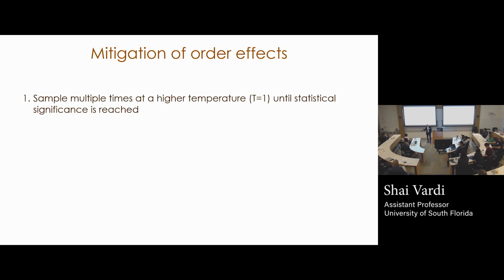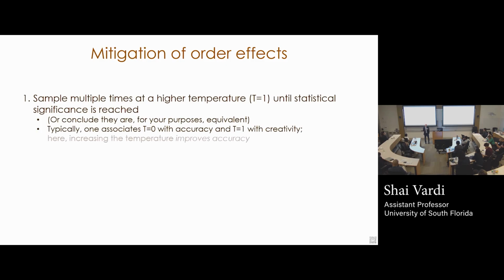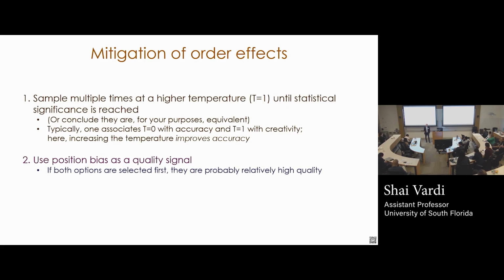So we give two ways to mitigate the order effects. The first one is what I just said. You just sample at a higher temperature. And the second one is, actually we can use the position bias as a quality signal. Right? So if I give it two options and it chooses the first one both times, I can say, okay, this appears like a good option.